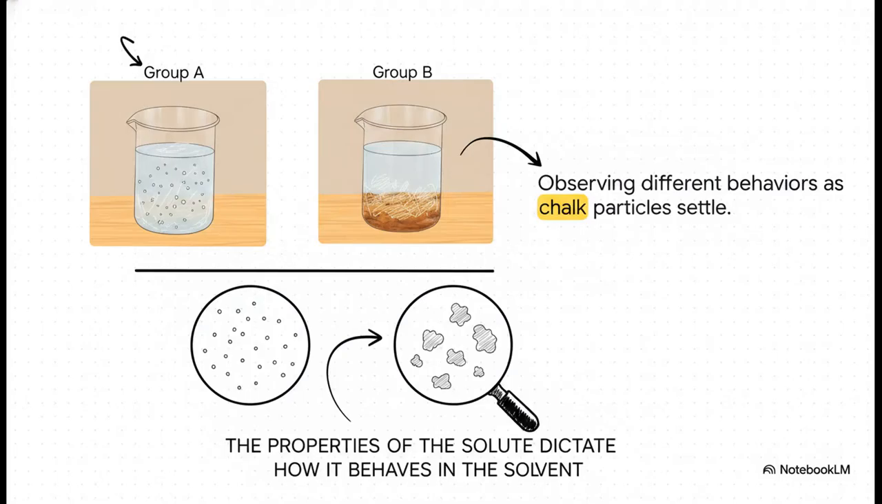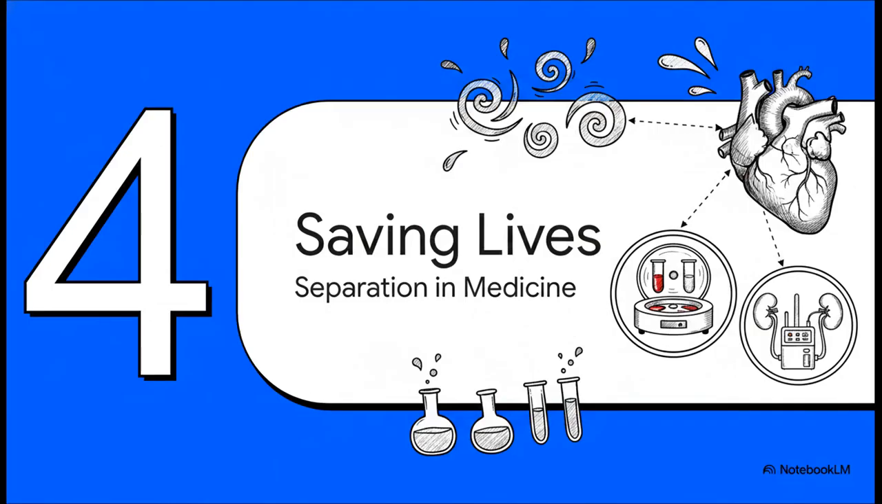Okay, time for the big reveal. Group A, look at yours. The salt basically disappeared completely, right? It formed this perfectly uniform solution. But Group B, check out your beaker. That chalk powder is throwing a bit of a tantrum. Instead of disappearing, those chalk particles are suspended in the water, and eventually they just settle right at the bottom. Why? Well, because the properties of the solute completely dictate how it behaves with the host solvent. It's a great visual reminder that not all mixtures are created equal, which means we can't separate them all the same way. And that leads us to our final part, Section 4, Saving Lives with Separation.